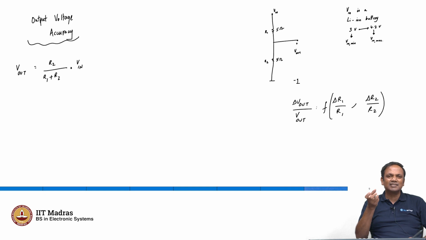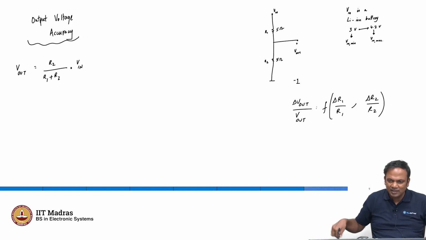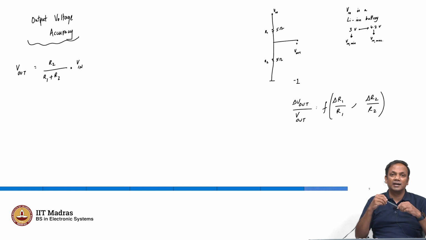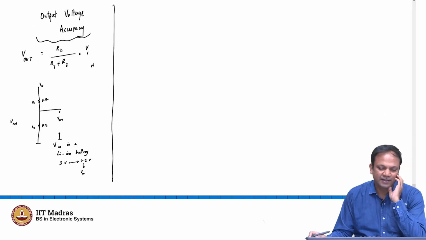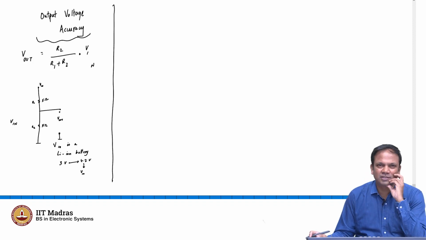So that gives us an estimate of, if the resistor is, let us say, 1% accurate, to what degree will the output voltage be accurate? That is what we are going to try and estimate now. I opened a new page so that it is easier for us to look at the working.